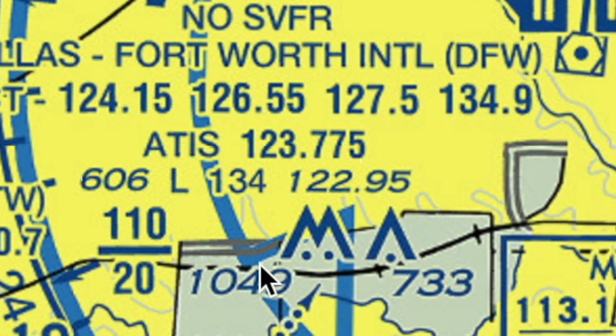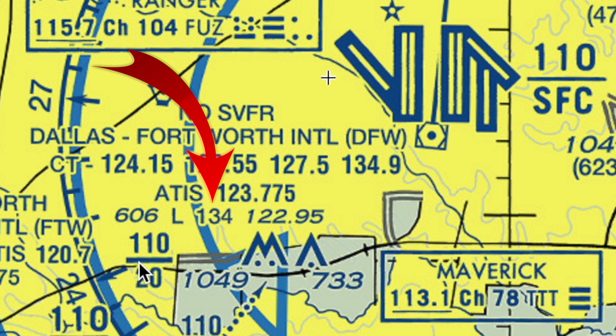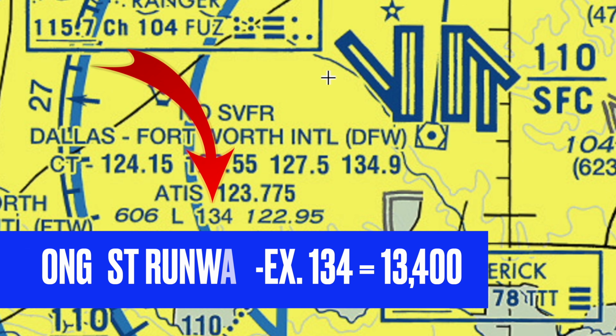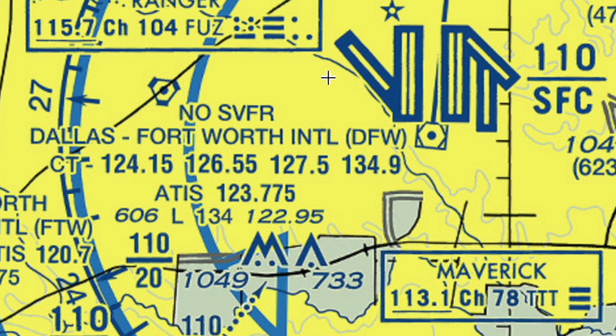Now, looking to the left, you see the number 134. That indicates the longest runway at any given airport. In this case, Dallas-Fort Worth International has 134, or if you add 2 zeros, that will be 13,400 feet. Actually, Dallas-Fort Worth International has the longest runway at 13,401. And lastly, just to the right of that, you will see a frequency of 122.95.